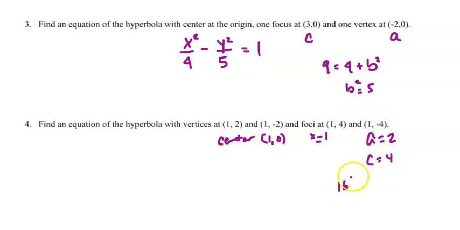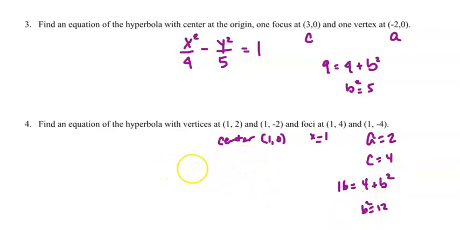So c squared, don't need that squared there because 16 is already squared. c squared is 16, which is equal to a squared, which is 4, plus b squared. Then I know my b squared is 12. So let's write the equation.